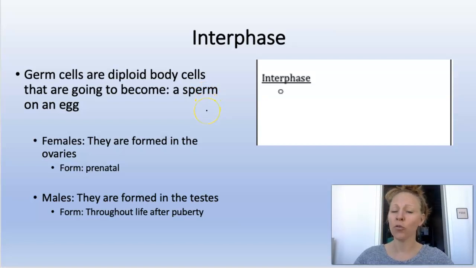So she has ovaries before she's born, and inside of those ovaries are germ cells that are going to become eggs, and those become eggs before she's even born. So most of a female's meiosis occurs before she's even born. Males, however, are going to perform meiosis throughout their lives after puberty, so anytime they need to produce sperm.